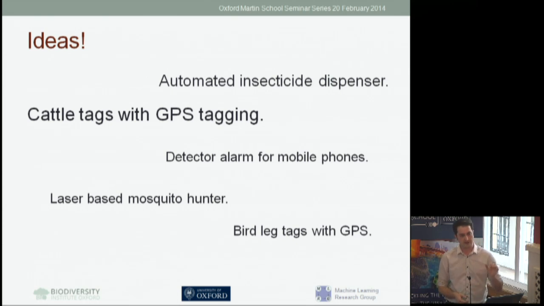Cattle tags or bird tags with GPS tracking, we can make really cheap, really low power tags that just record the GPS satellite data, which we can then crunch offline when we collect the birds or collect the cows, and then get a very good, very wide-ranging map of the sort of population centres of mosquitoes. Or a detector alarm for people's mobile phones. If you have your mobile phone with you, it buzzes in your pocket and lets you know that there's possibly a dangerous mosquito around. And then you can either alert the authorities or run away, up to your choice.